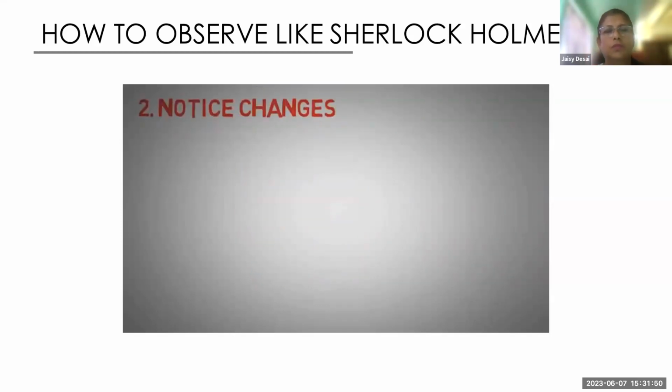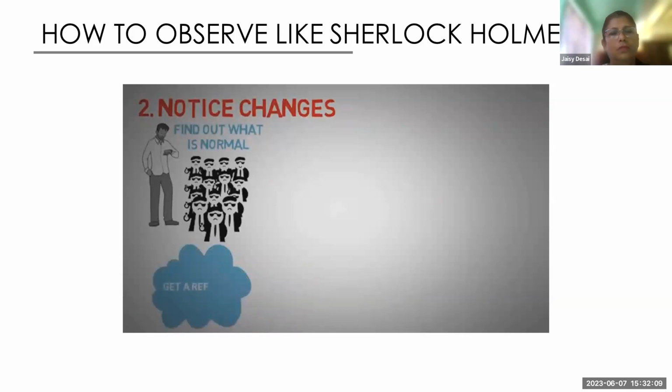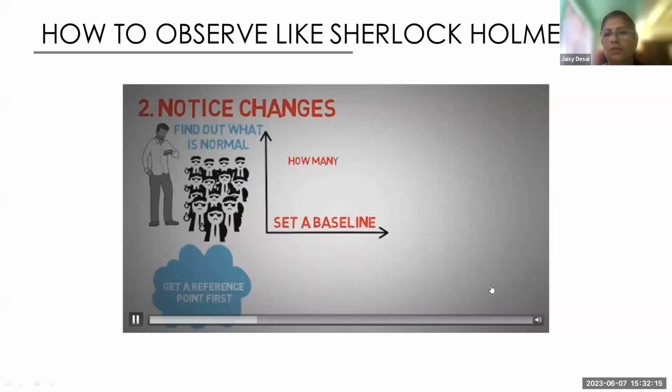Number 2. Notice changes. So you should be observing for a period of time to set a baseline. This means you need to find out what is normal. And then you can compare future events back to the normal event to see what changes. So tip number 2 is to notice changes. When you start observing, you can easily notice things out of place, but you should get a reference point first. Set a baseline for everything. How many times did that woman blink before you started talking about foreign affairs?